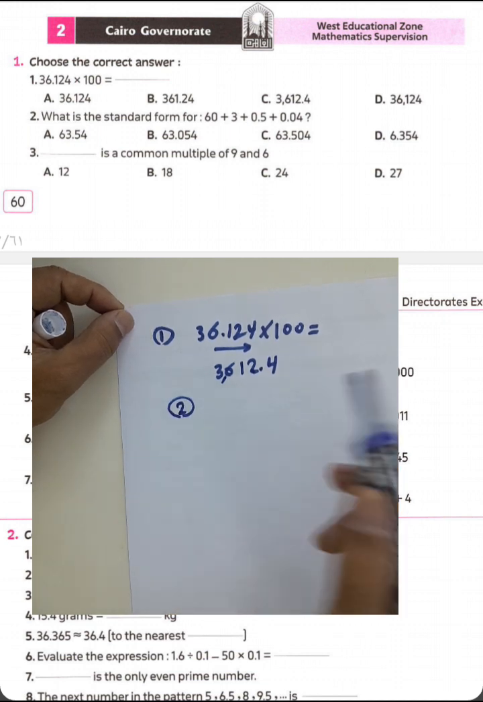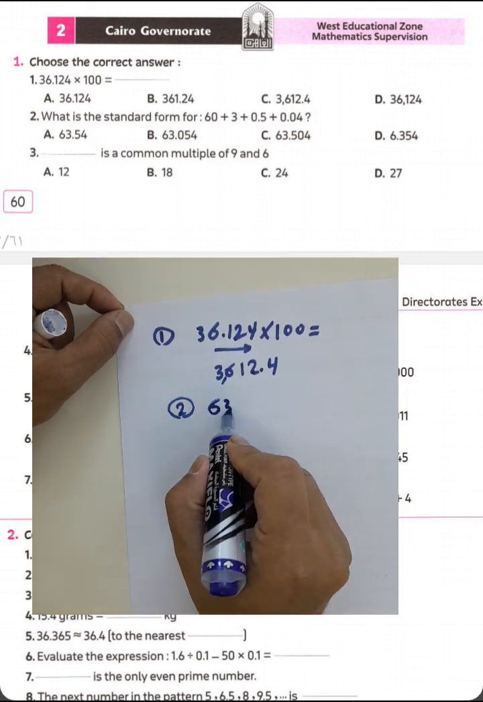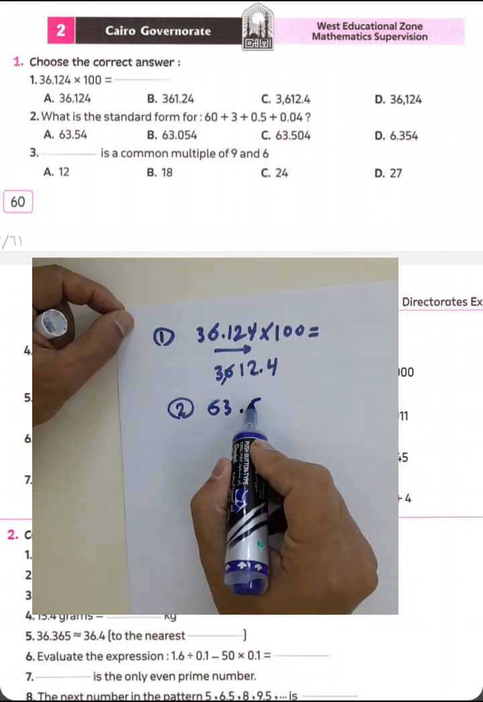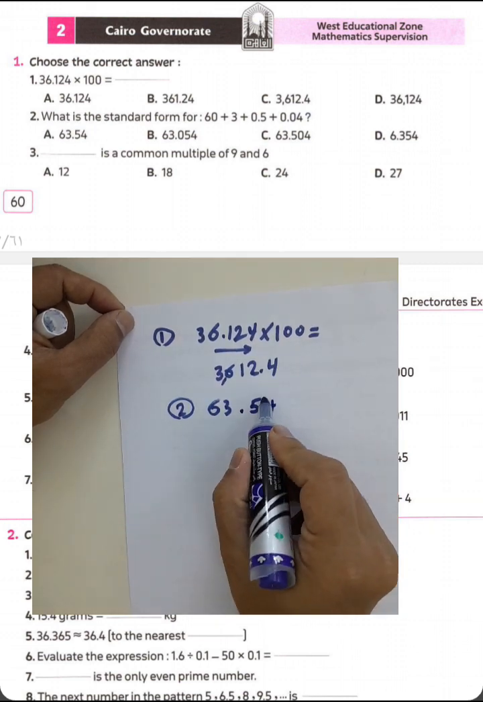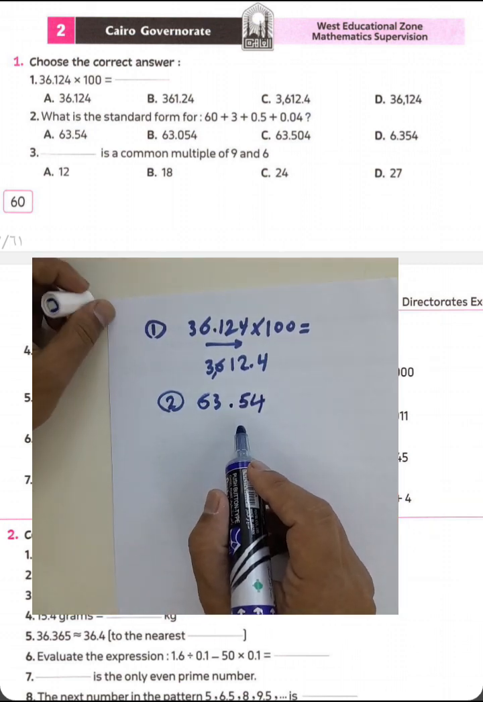Number 2, what is the standard form of 60 plus 3 plus 0.5 plus 0.04? We can write 63, because 60 plus 3 equals 63, and 5 lies in the tenths and 4 lies in the hundredths. The result will be 63 and 54 hundredths.